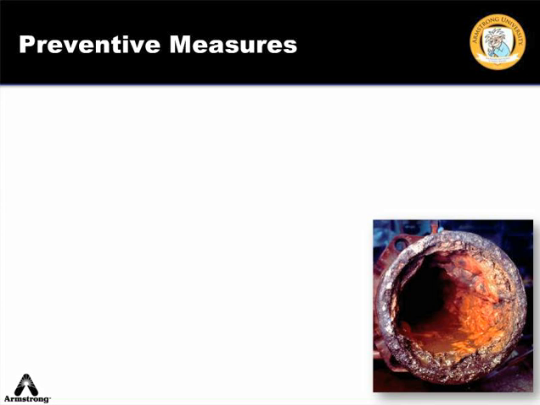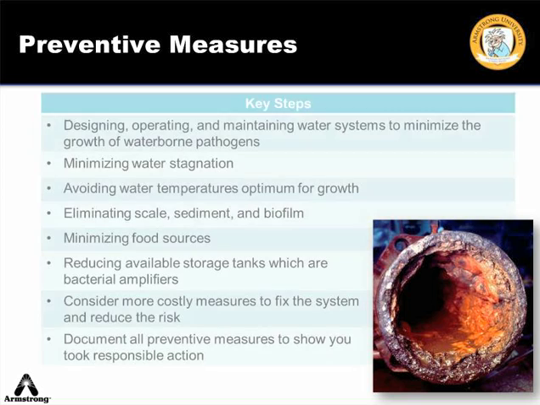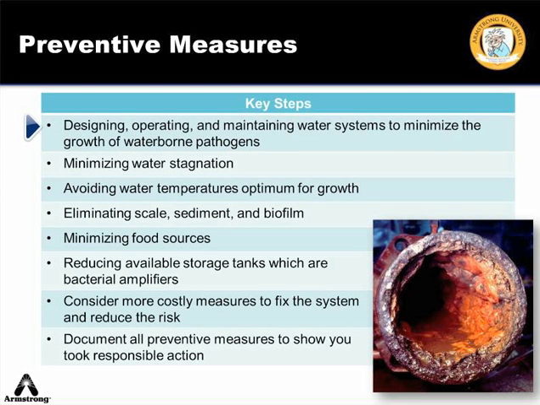The key to preventing Legionellosis is maintenance of the water systems in which Legionella grow. Important preventive measures to help reduce the risk of Legionella include the following: designing, operating, and maintaining water systems to minimize the growth of waterborne pathogens, minimizing water stagnation, avoiding water temperatures optimum for growth, eliminating scale, sediment, and biofilm, minimizing food sources, reducing available storage tanks, which are bacterial amplifiers.